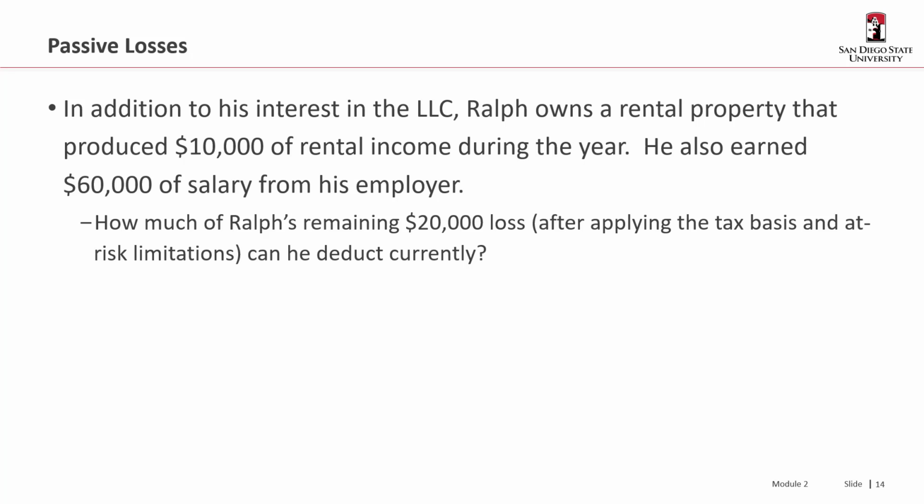Well, he has other forms of passive income of $10,000. So he can now offset that $10,000 with a loss from his LLC. So he actually ends up with zero passive income, right? Because the $10,000 is offset by the $10,000 loss. And now $10,000 is suspended under the passive loss rules.